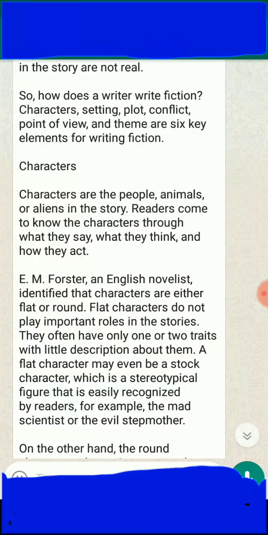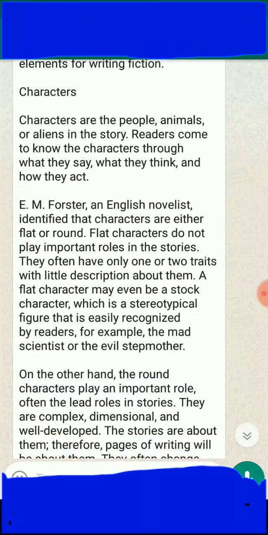Readers come to know the character through what they say, what they think, and how they act. E. M. Forster, an English novelist, identified that characters are either flat or round. Flat characters do not play an important role in the stories. They often have only one or two traits with little description about them.